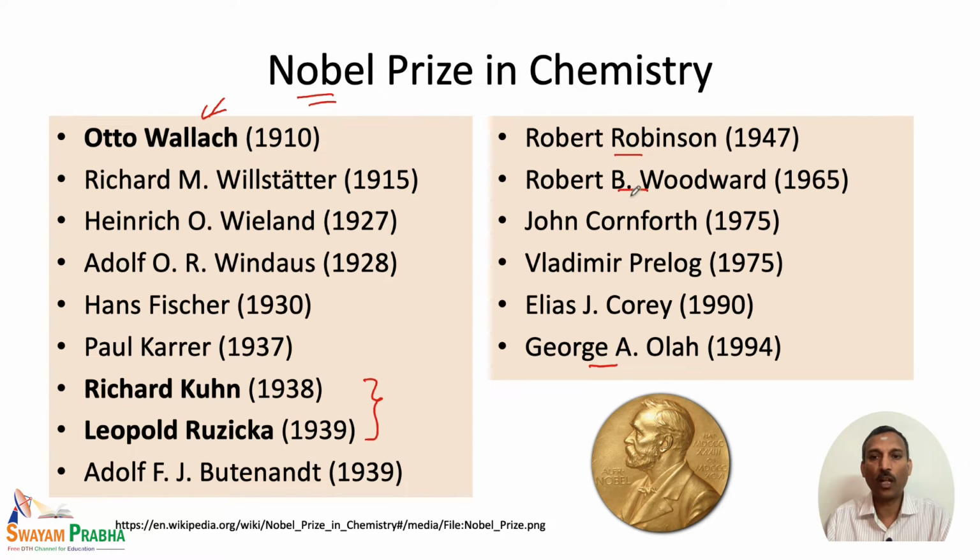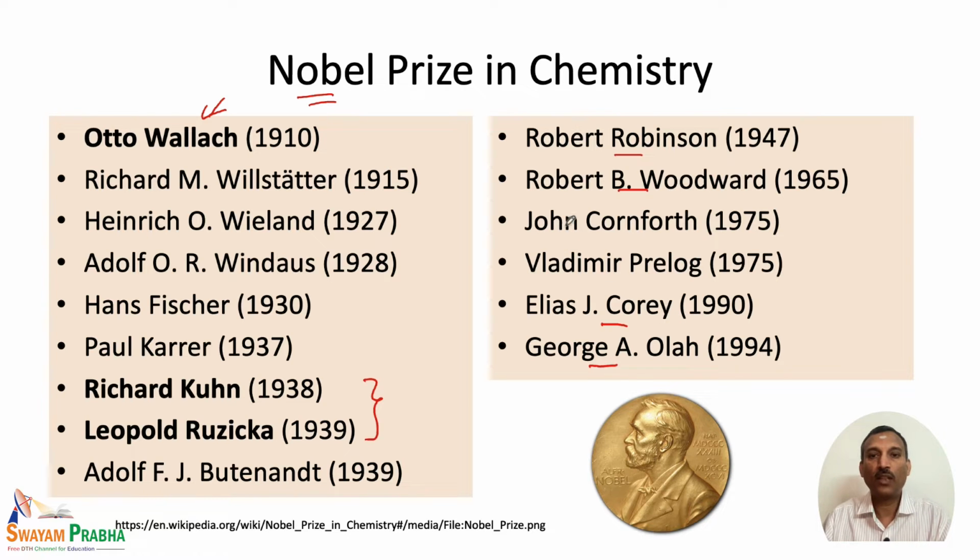For example, R.B. Woodward had synthesized various vitamins, and Robinson also had identified the structures and synthesized various terpenes. E.J. Corey also contributed to prostaglandin, steroids, and other compounds synthesis. George Olah worked on carbocations, especially alpha terpineol and other types of carbocations, how they undergo reactions. Some of these things he had also studied.